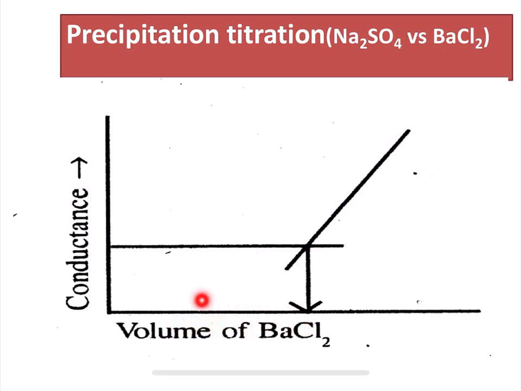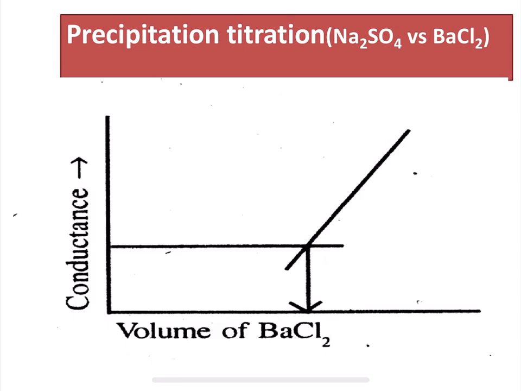So two straight lines are obtained, and the point of intersection gives the end point of the reaction. Okay, so this is the principle of precipitation titration. And the procedure for this experiment is the same.